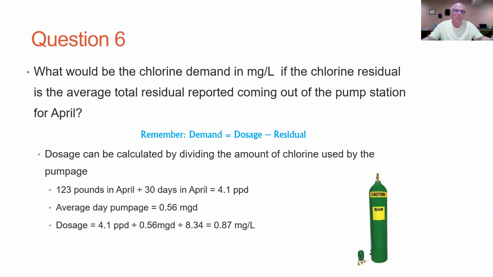So I have to go in and find the residual and subtract it from my dosage, and that will give me the demand. So I did it this way. Put my demand that I calculated, 0.87 milligrams per liter, and subtracted from it the total chlorine residual, not the free at the plant, but the total, because I want to know all of the demand. So I subtracted it from the 0.87 and come up with a demand of 0.37 milligrams per liter. Hopefully you got that right. Let's go ahead and move on to question number 7.